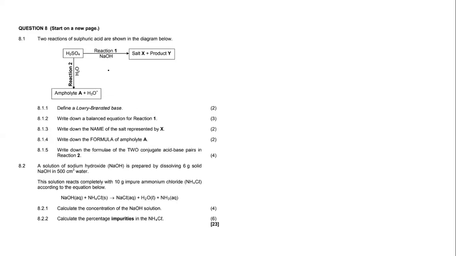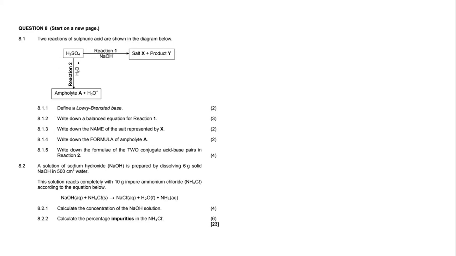All right. Now, question number 8. It reads as follows. It says to us, two reactions of sulfuric acid are shown in the diagram below. So we have reaction number 1 and we have reaction number 2.